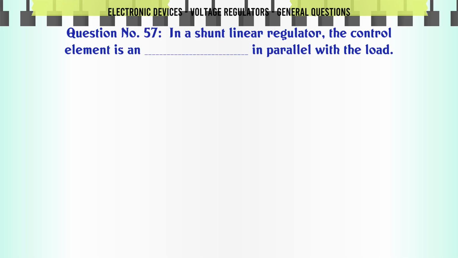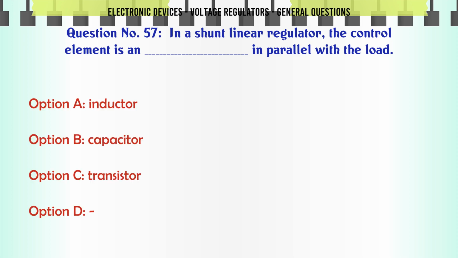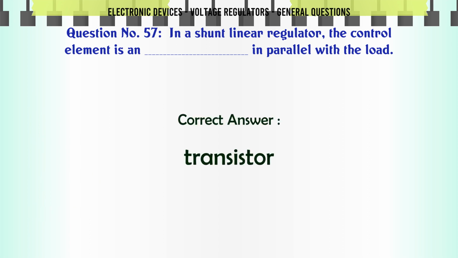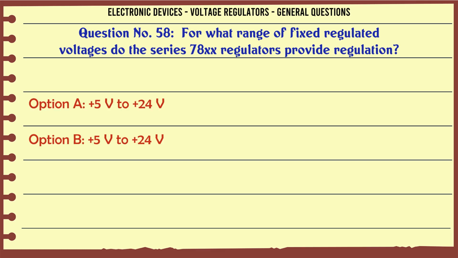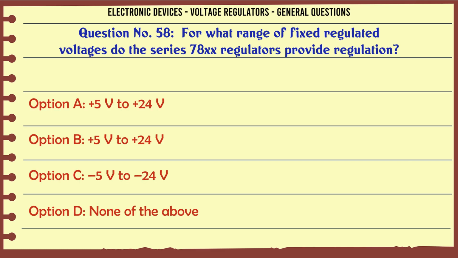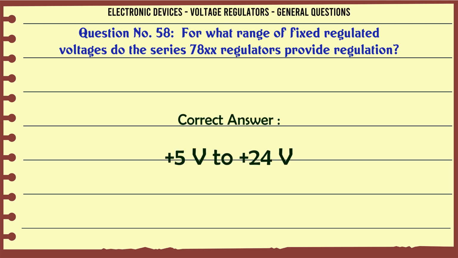In a shunt linear regulator, the control element is in parallel with the load. A. Inductor, B. Capacitor, C. Transistor, D. The correct answer is transistor. For what range of fixed regulated voltages do the series 78XX regulators provide regulation? A. 5V to 24V, B. 5V to 24V, C. 5V to 24V, D. None of the above. The correct answer is 5V to 24V.